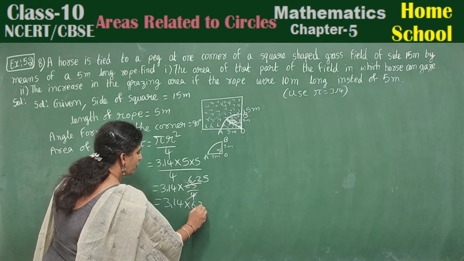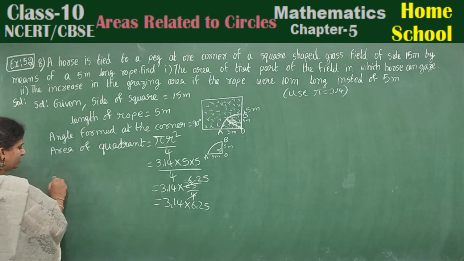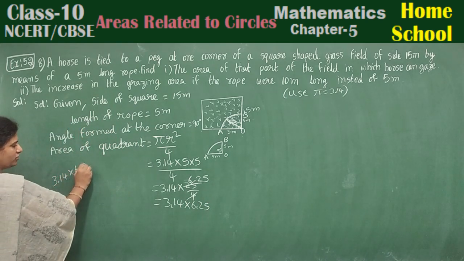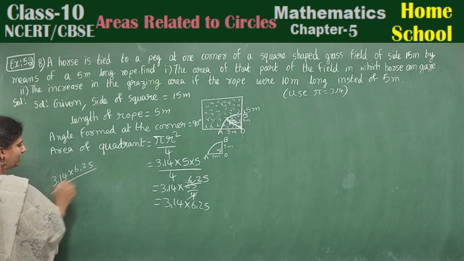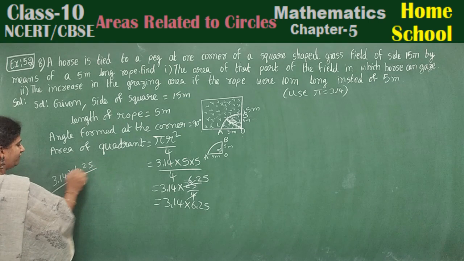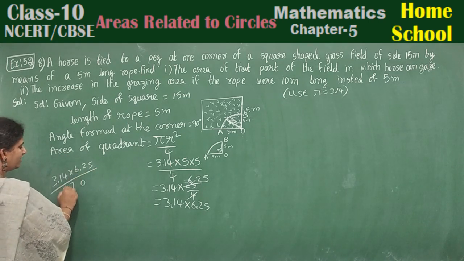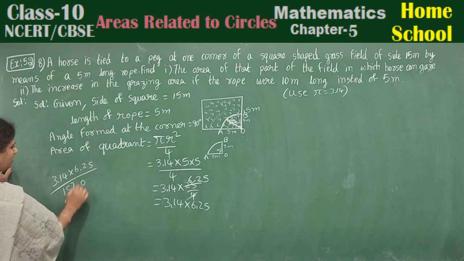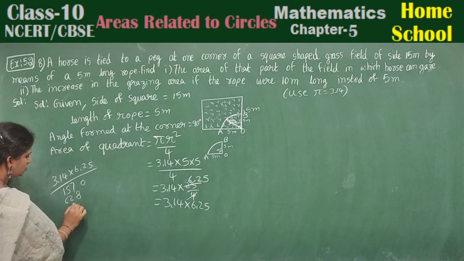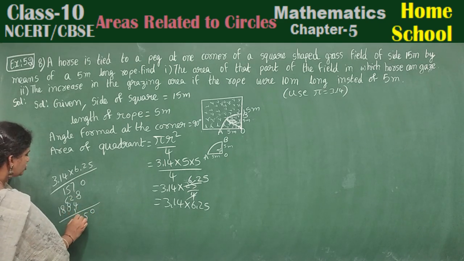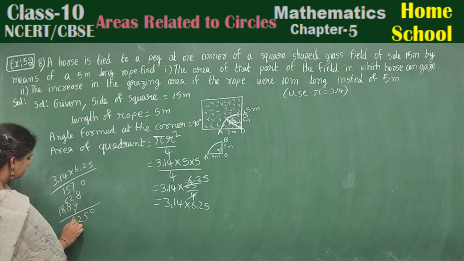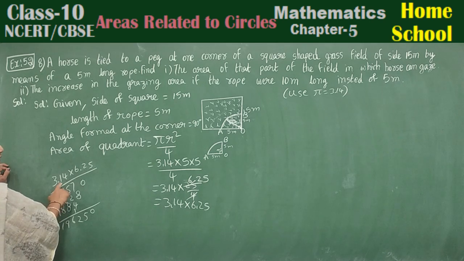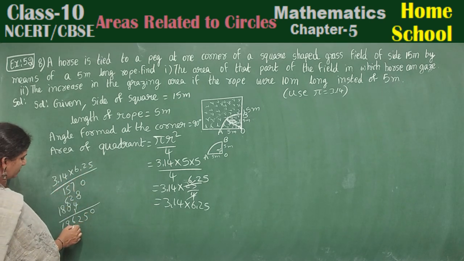3.14 into 6.25. Do the rough calculation. Forget about the decimal and multiply first. 5 4s are 20, 5 1s are 5 plus 2, 7, 5 3s are 15. With 2, 4 2s are 8, 2, 6. And with 6, 4 6s are 24, 6 3s are 18. 0, 15, 12, and here 16, 9, 1. 1, 2, 3, 4. After 4 digits, put the decimal point.